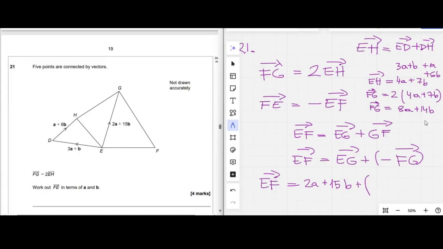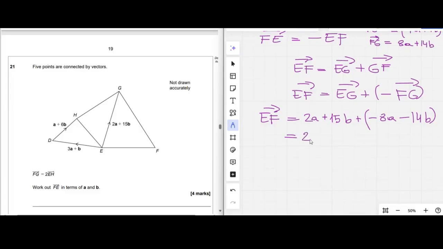plus negative FG, 8a, and then again minus 14b. 2a plus 15b, plus and minus, minus 8a, and then again minus 14b. 2a minus 8 is minus 6a, 15 minus 14 is positive 1, so plus b. Work out FE.